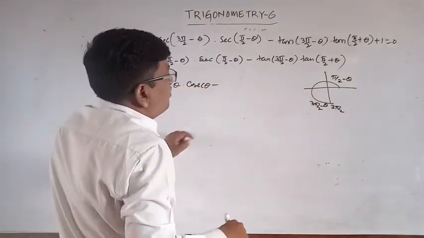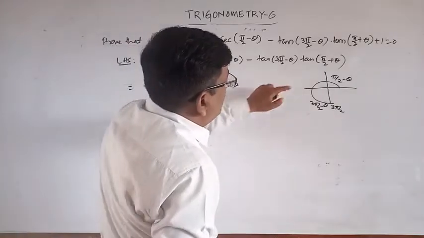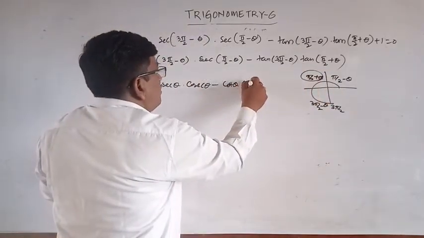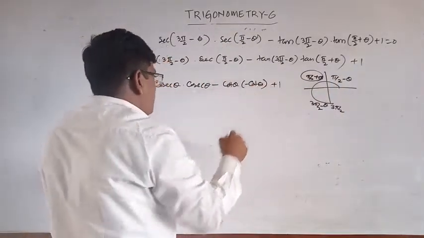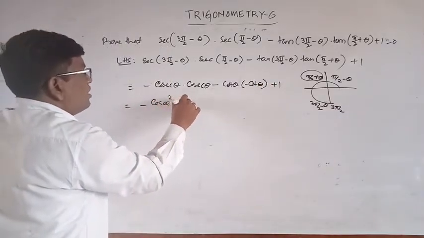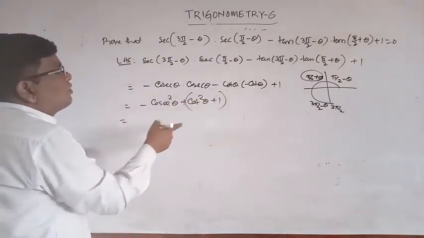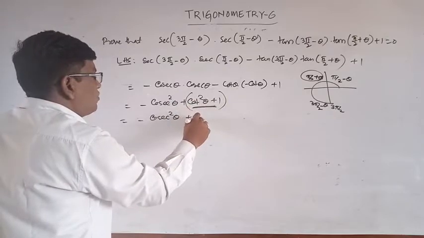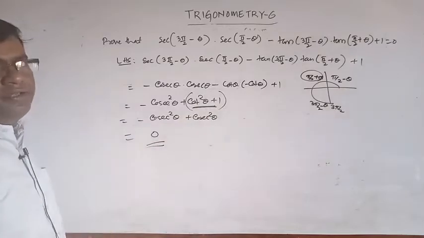Okay, 3 pi by 2 minus theta lies in the third quadrant, tan is positive, so this is cot theta. And tan (pi by 2 plus theta) lies in the second quadrant, so this is negative, so this is minus cot theta, then plus 1 here. So this is equal to minus cosec square theta plus cot square theta plus 1. So 1 plus cot square theta is equal to what? Cosec square theta. So minus cosec square theta, then 1 plus cot square theta is equal to cosec square theta. So this cancels, this is equal to 0. Okay, now another question.